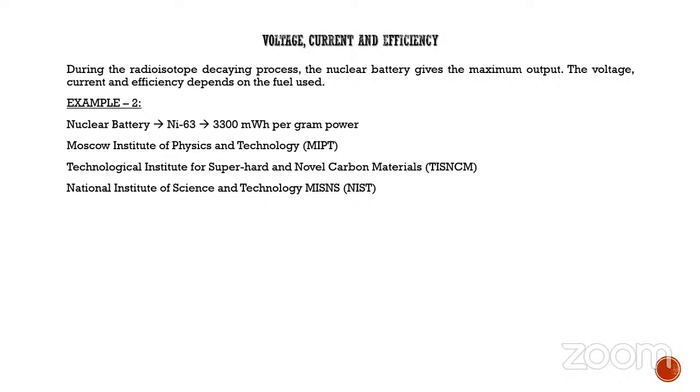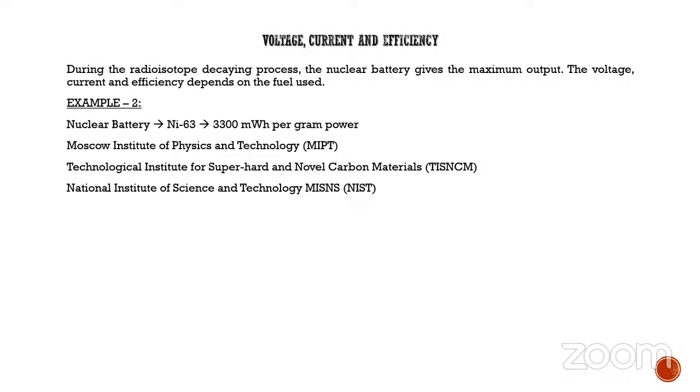The output of the battery depends on the fuel and the construction of the battery also. If we use nickel-63 as a fuel source, it increases the battery power output. The PIN configuration structure is basically the diamond battery. I think most of us have heard about the nuclear diamond battery. Diamond is used as a nuclear fuel. Here the PIN configuration structure or the diamond semiconductor boosts the voltage and increases the power output.